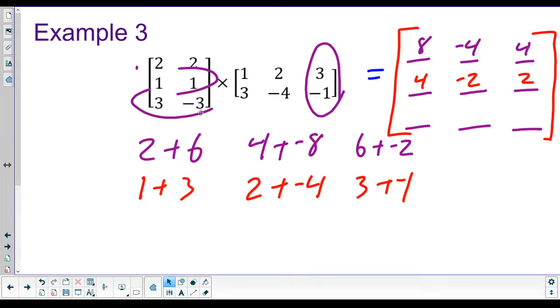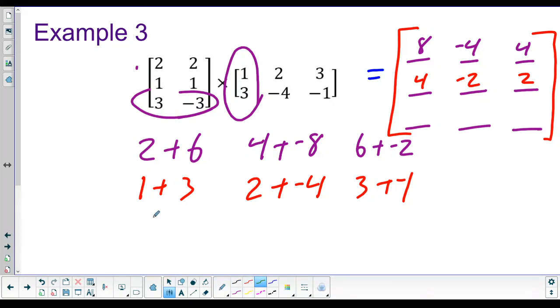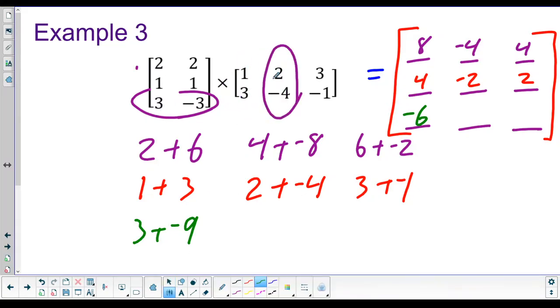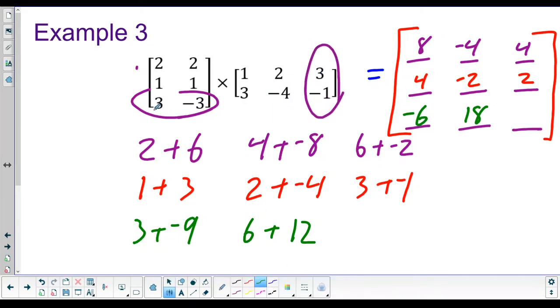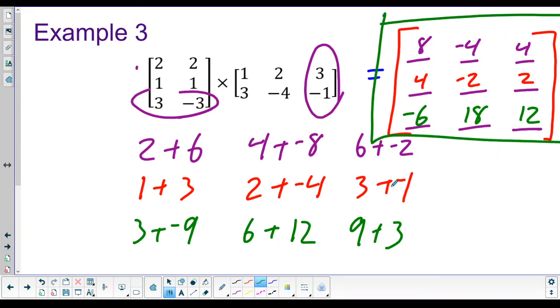Now we go down to our last row, and we repeat our columns. So 3 times 1 is 3, plus negative 3 times 3 is negative 9. So 3 minus 9 is negative 6. Go over a column. 3 times 2 is 6, plus negative 3 times negative 4 is positive 12. So that's 18. And then the last one. 3 times 3 is 9, plus negative 3 times negative 1 is positive 3. So that's 12. And then this is your answer for your final matrix.